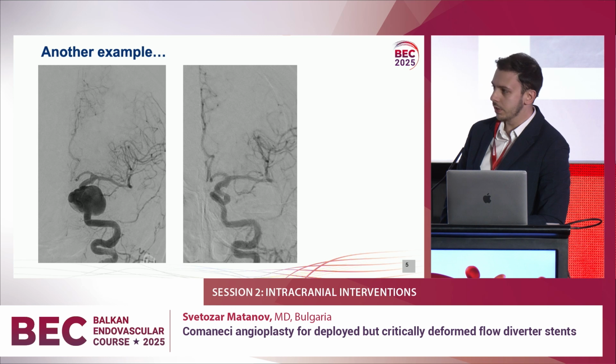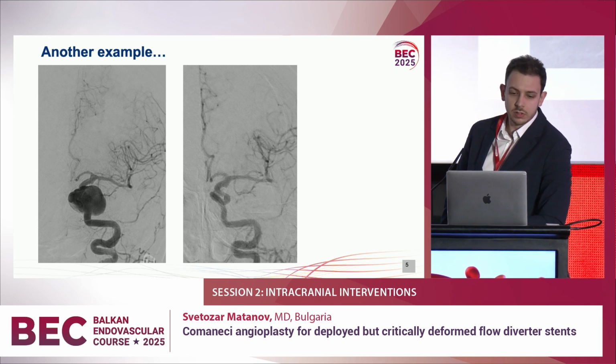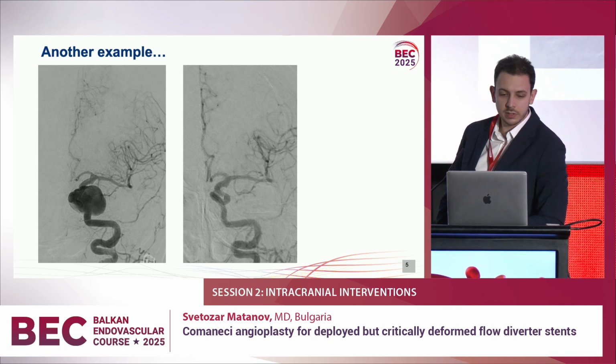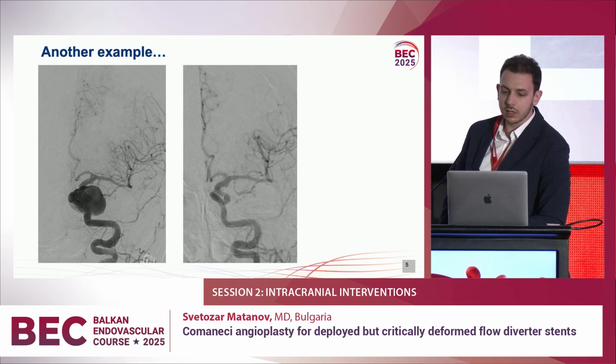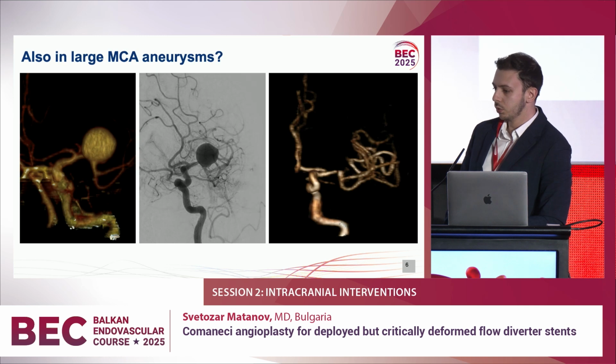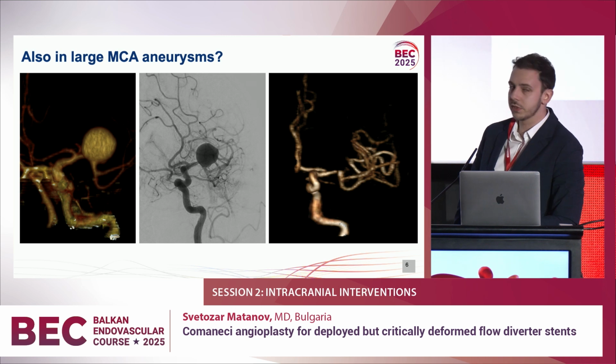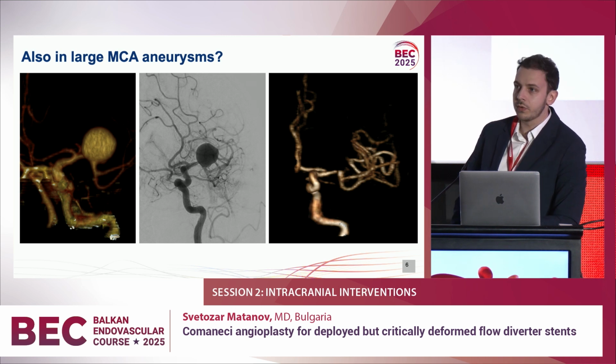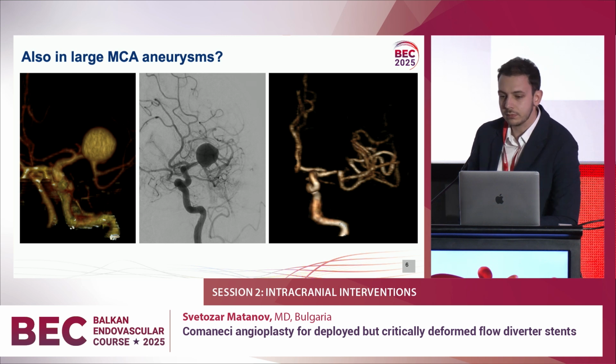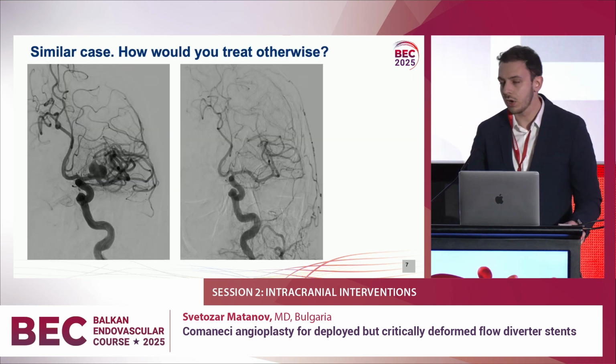Also this case, I will skip the cases quickly because you've already seen them. Also, this left ICA giant cavernous aneurysm with a fully reconstructed parent artery. Do they work also in large MCA aneurysms? Of course they do. This is a reconstructed artery. This MRI showed a fully reconstructed artery at 6 months follow-up. The patient was asymptomatic. We sometimes see some occlusions of the bifurcation vessels, but they are always asymptomatic in our center. Also with this similar case, how would you treat it otherwise?